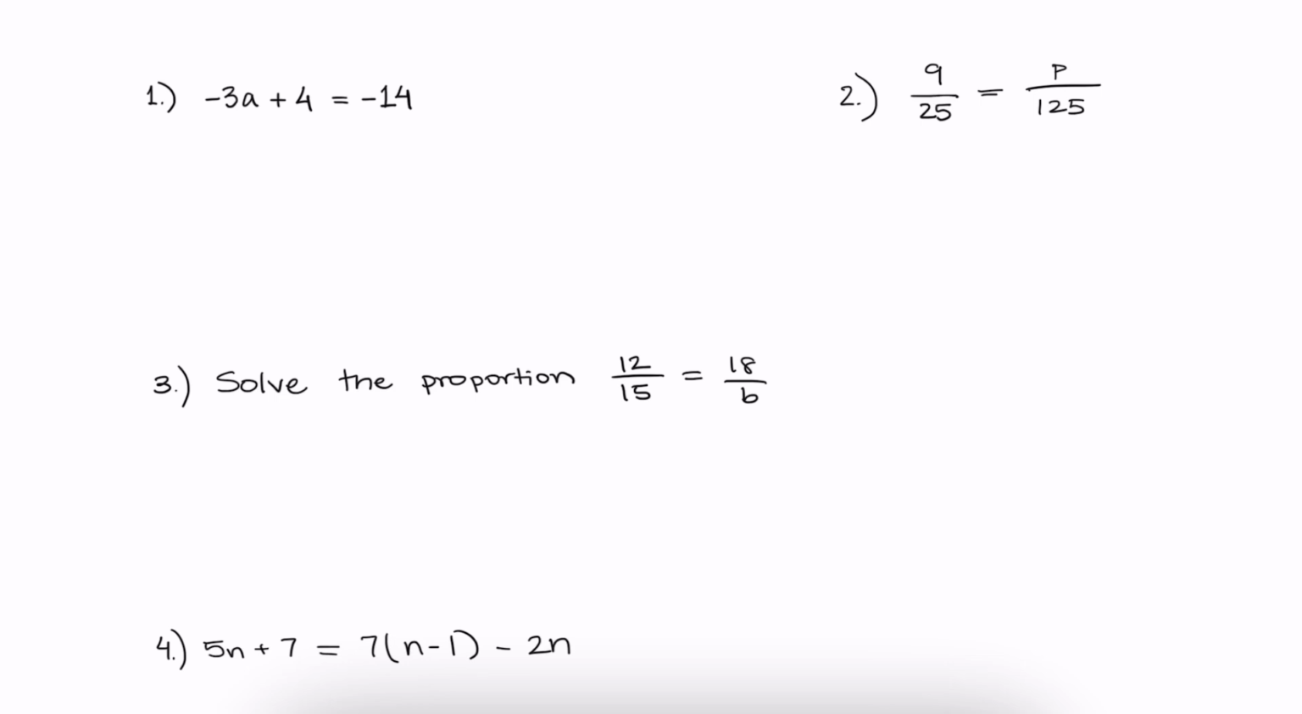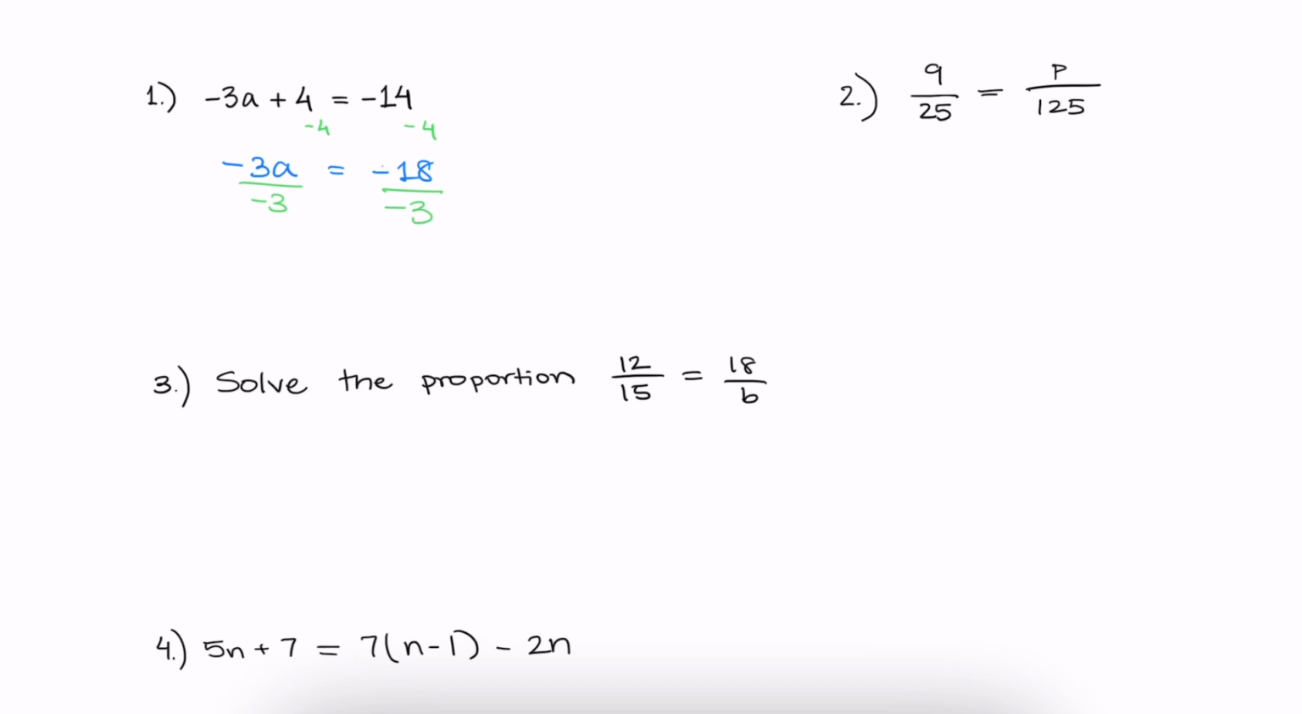Okay, question 1 is just asking us to solve for a here. So negative 3a plus 4 equals negative 14. I want to isolate a, so I'm going to subtract 4 from both sides of the equation. So minus 4 here and minus 4 here. So that's going to look like negative 3a is equal to negative 18. And then I'm going to divide both sides of the equation by negative 3.